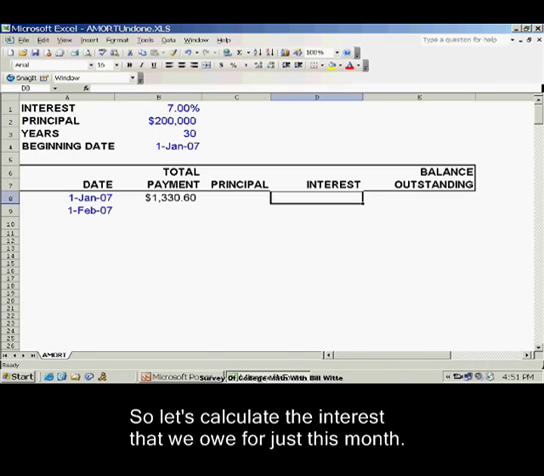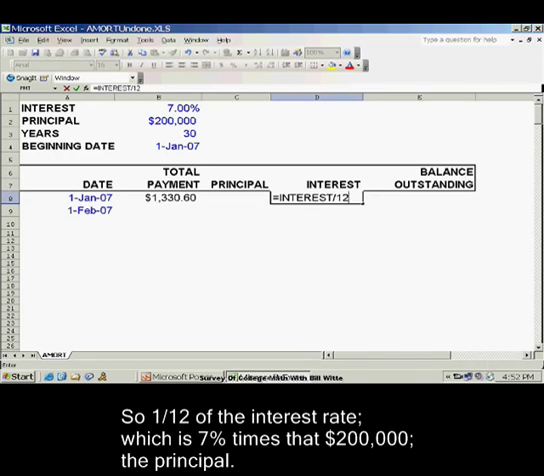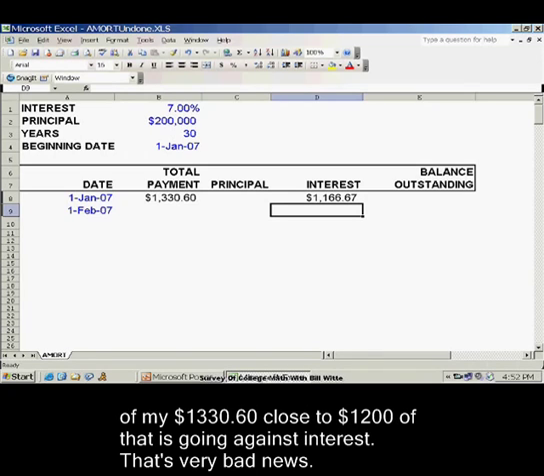So let's calculate the interest we're going to owe just this month. Well, it equals 7%. Well, that's not exactly true. 7% is what you owe per year, and we only owe 1/12 of that for this month. So 1/12 of the interest rate, which is 7%, times that $200,000 principal. If I hit enter, it'll calculate, and I'll find out a very ugly fact: of my $1,330.60, close to $1,200 of that is going against interest.